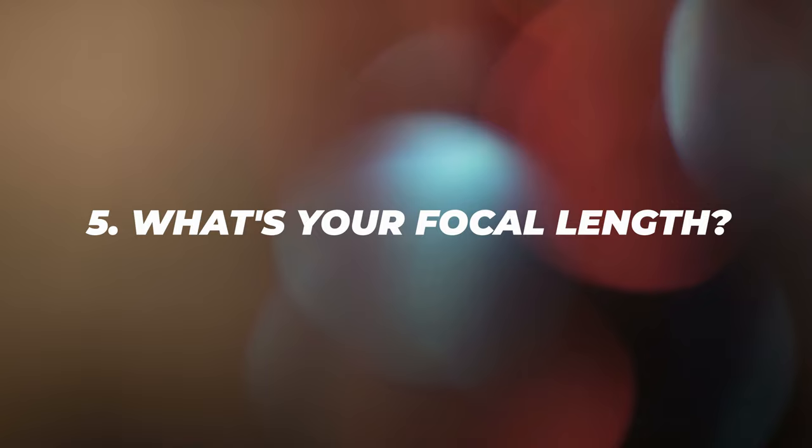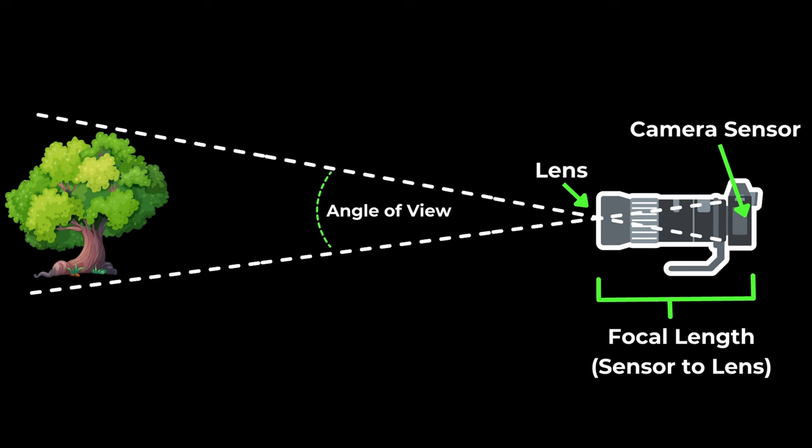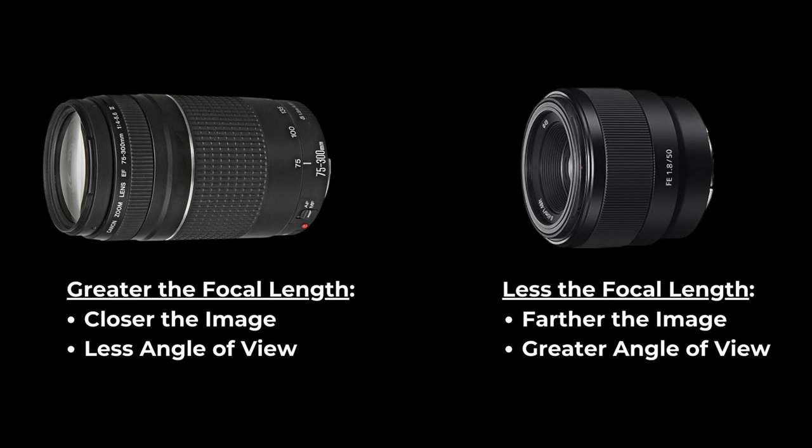The fifth question is, what's your focal length? Understanding the concept of focal length and the reciprocal rule is important when determining the right shutter speed for your shot. Focal length refers to the distance between the camera's lens and the image sensor when the lens is focused at infinity. It determines the field of view and magnification of your images. Lenses with shorter focal lengths, such as wide-angle lenses, capture a wider scene, while lenses with longer focal lengths, such as telephoto lenses, often capture distant subjects closer.